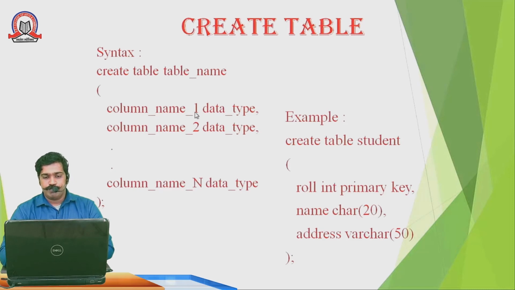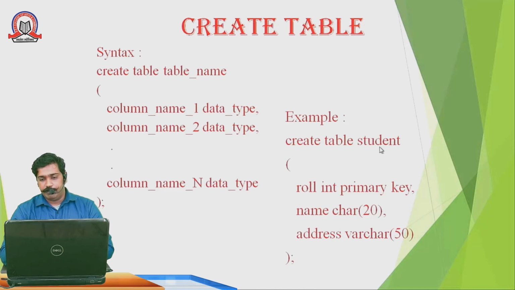Then column name 1, data type 1, comma. The comma means we are not terminating the line, we are just separating the two things. Then column name 2, data type 2 and so on, and in the last, column name n and its data type. Finally, always remember we don't put any comma after the last column. We just close the bracket, the parenthesis, and put the semicolon. This shows that we have terminated the create table query.